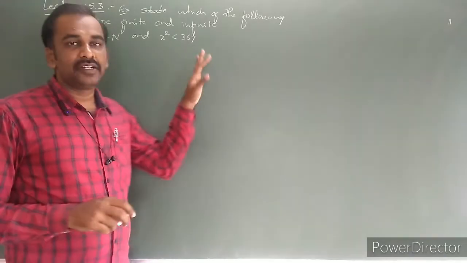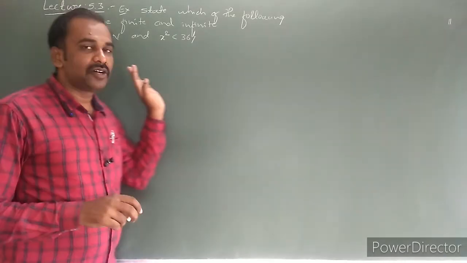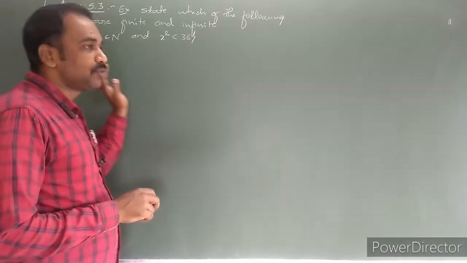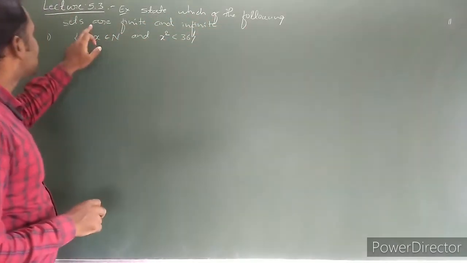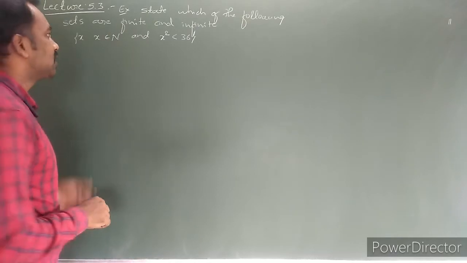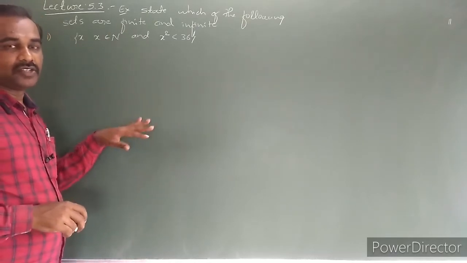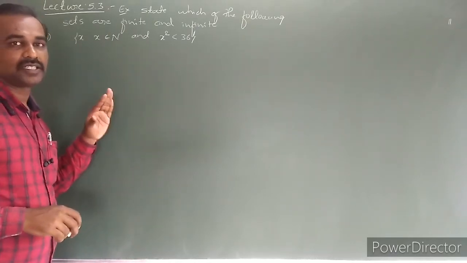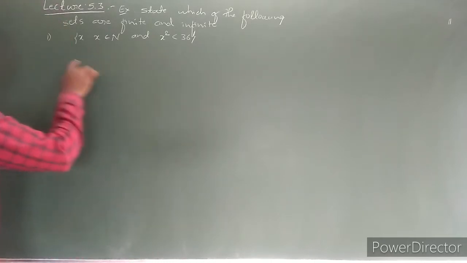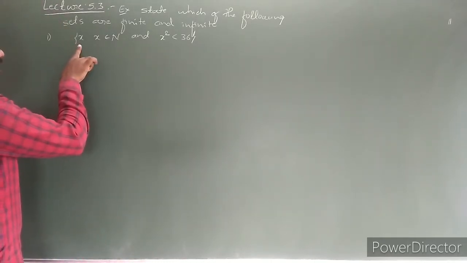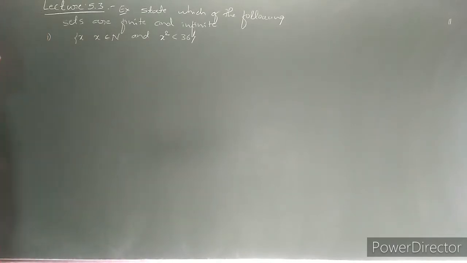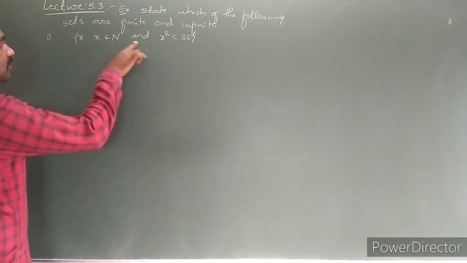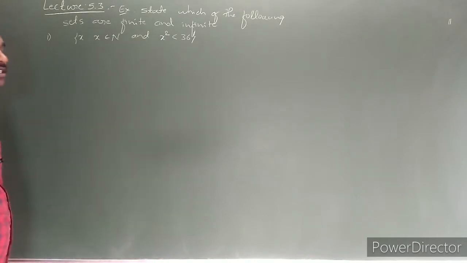Now, based on finite and infinite sets, let's take two more examples. Example: state which of the following sets are finite and infinite. Some sets are given, and we need to recognize whether each is a finite set or an infinite set. First one is x such that x is a natural number and x square is less than 36. Is it a finite set or infinite set?